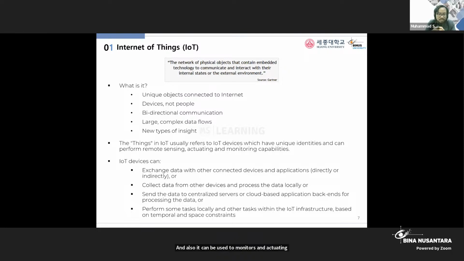So in summary, an IoT device can exchange data internally or externally, and it also can collect data from other devices, and it can process the data internally as well as externally by sending this data to a centralized server or cloud server, if you might say. And it also has the ability to perform some local tasks that are assigned to this IoT.